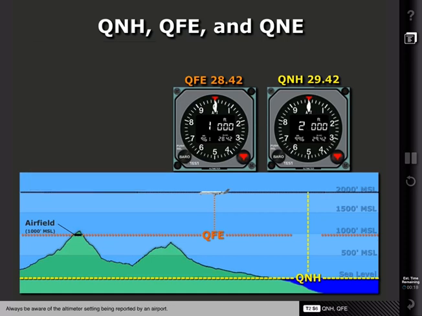Always be aware of the altimeter setting that is being reported by an airport. There have been incidents in which a QNH setting has been erroneously used as a QFE setting. In this case, the aircraft altitude will be lower than intended, resulting in a loss of separation with terrain.